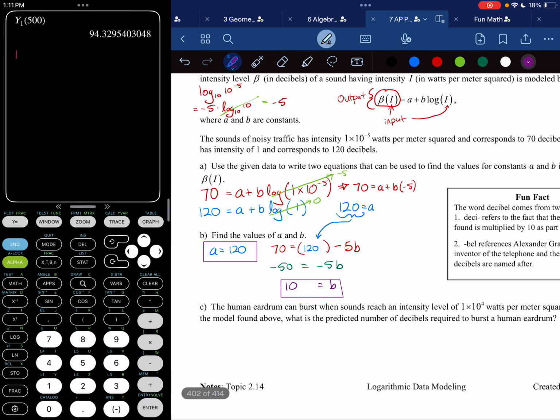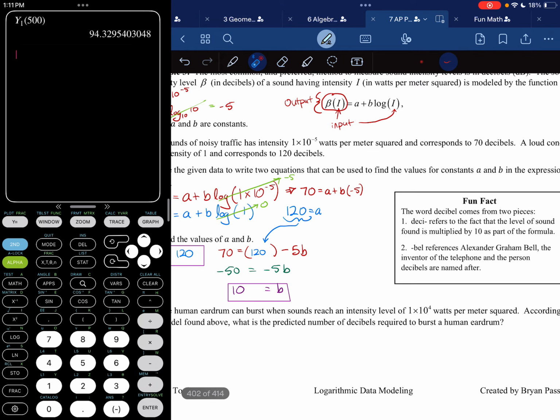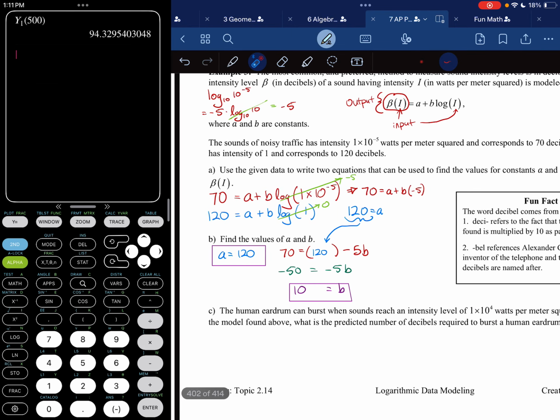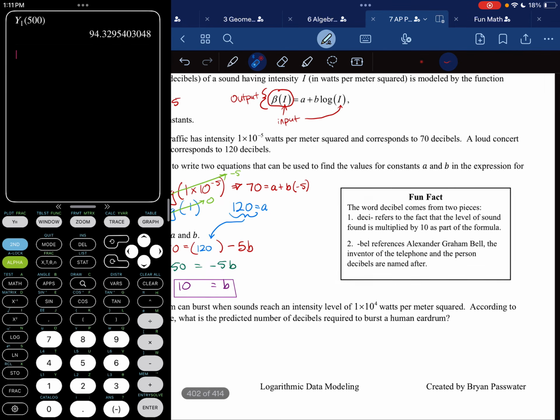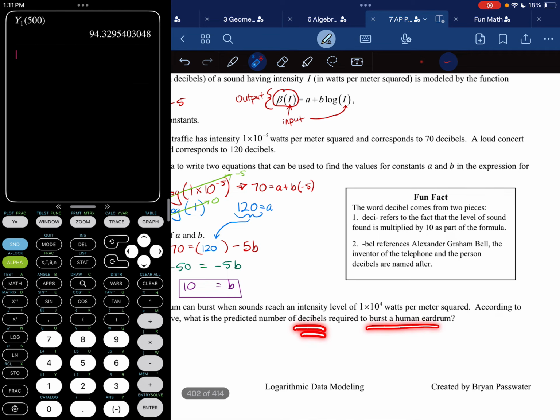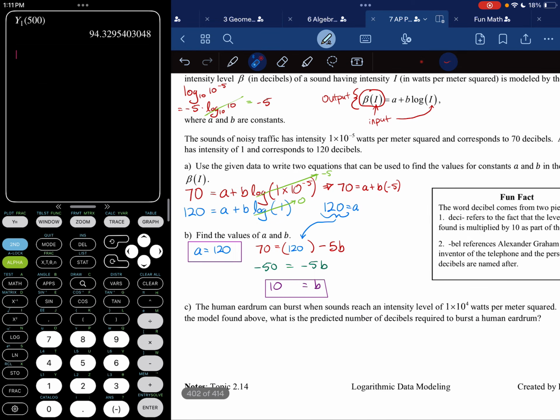Nice. All right, and then C, the human eardrum can burst. Ooh, that doesn't sound fun. When you reach this intensity level. So we haven't even seen anything close to that. We have an intensity level of 1, which is times 10 to the 0, 10 to the -5. This is 10 to the power of 4. Wow. According to the model found above, what is the predicted number of decibels required to burst the human eardrum?